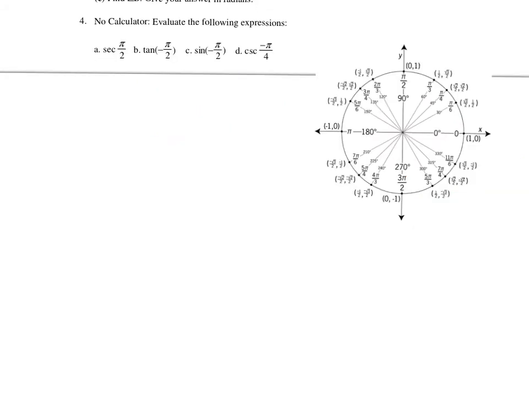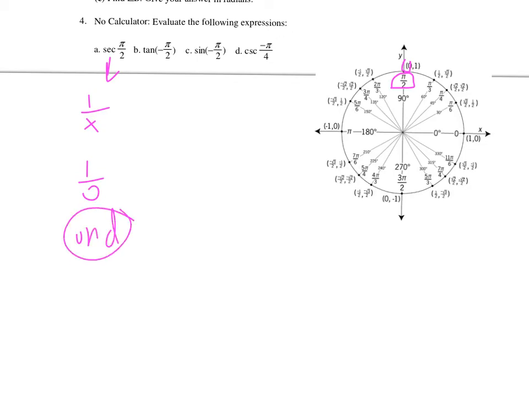All right, next up here, we got some unit circle problems here, so we're evaluating these without a calculator. So for the first one, secant of pi over 2. Remember that secant is the reciprocal of cosine, so that's going to be 1 over x. So my x value at pi over 2 is 0. So that's going to be 1 over 0, which is undefined.